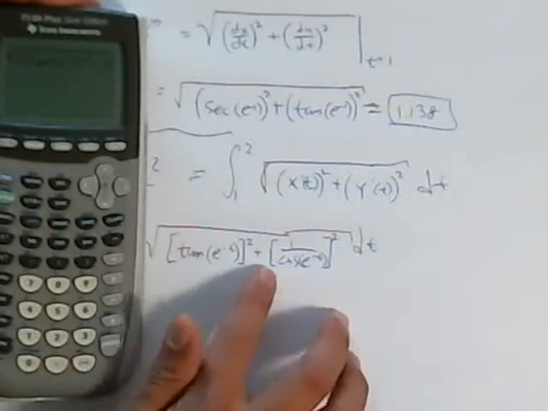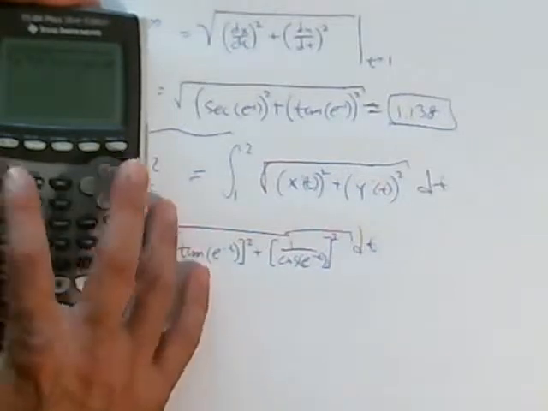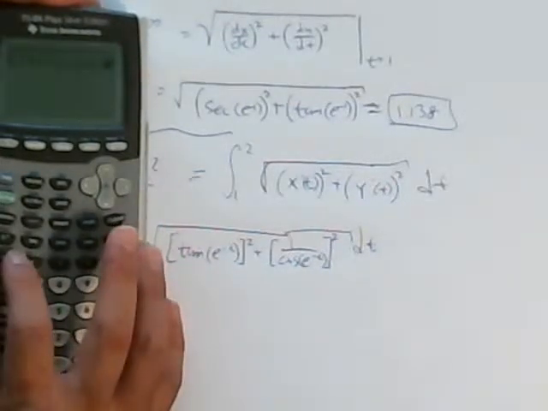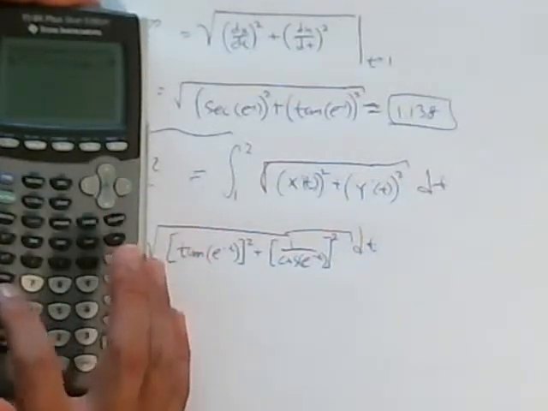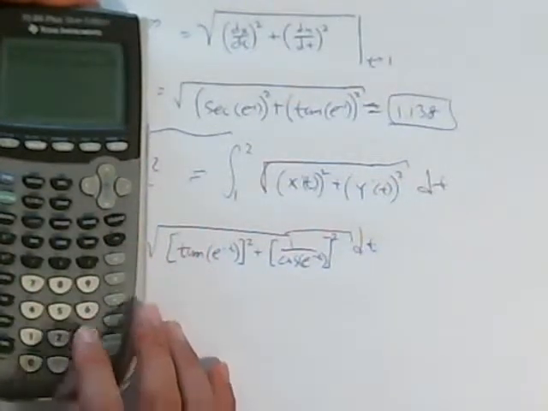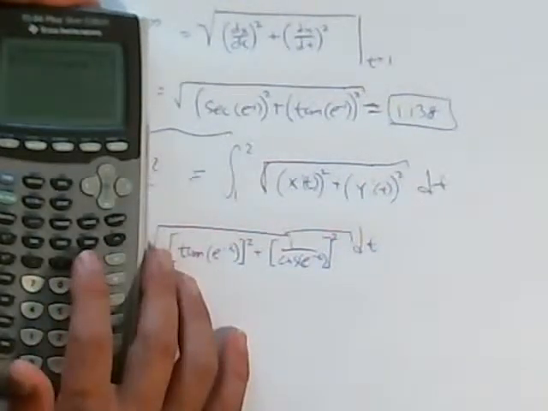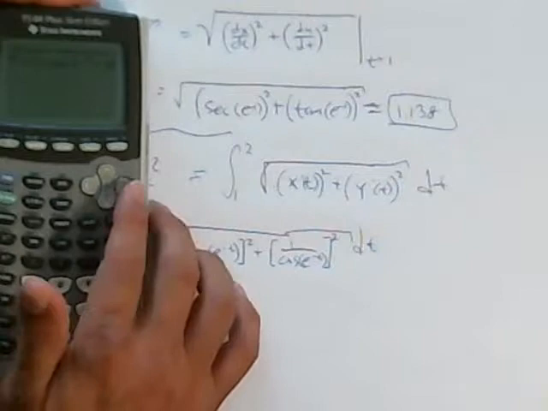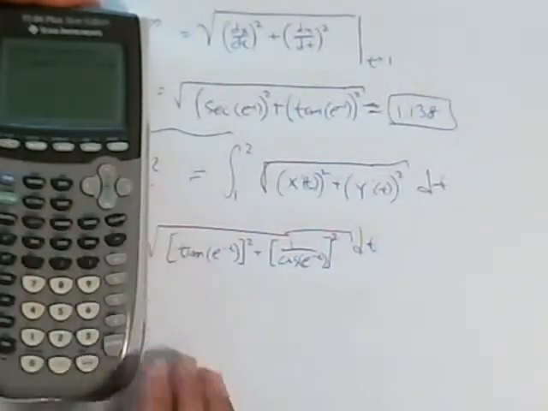Plus parentheses 1 divided by cosine of e to the minus x. Get out there, use the right arrow key, parentheses, square that, use the right arrow key to get to the d, and then put x right there.